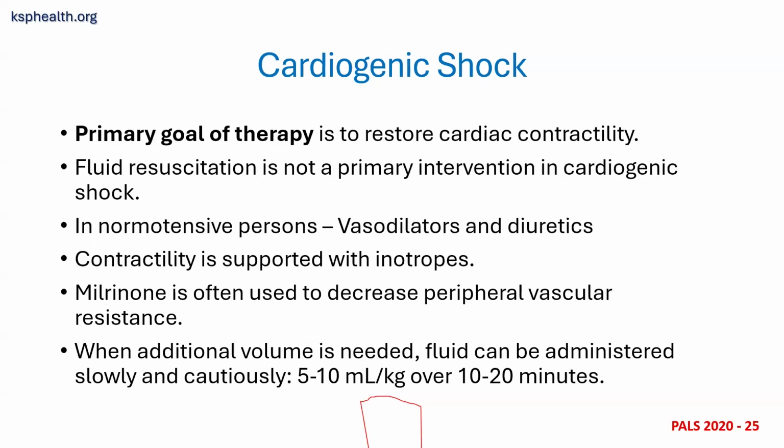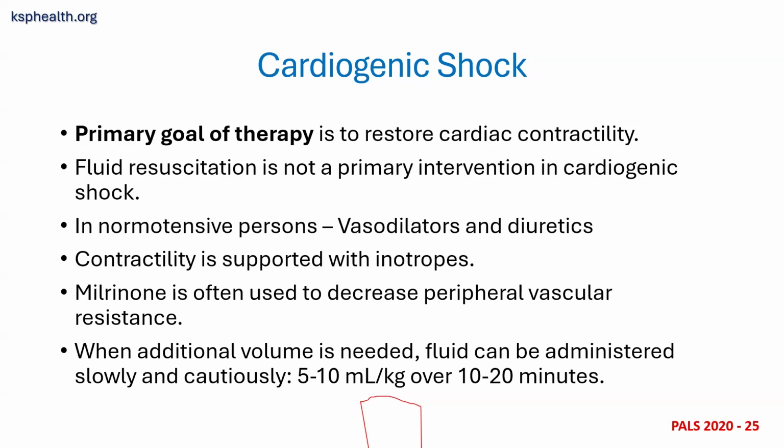In cardiogenic shock, how to treat? The primary goal of therapy is to restore cardiac contractility. Fluid resuscitation is not a primary intervention in cardiogenic shock. Oftentimes, their preload is pretty high. In normotensive patients, one can use vasodilators and diuretics. Contractility is supported by inotropes. Milrinone is often used to decrease peripheral vascular resistance.